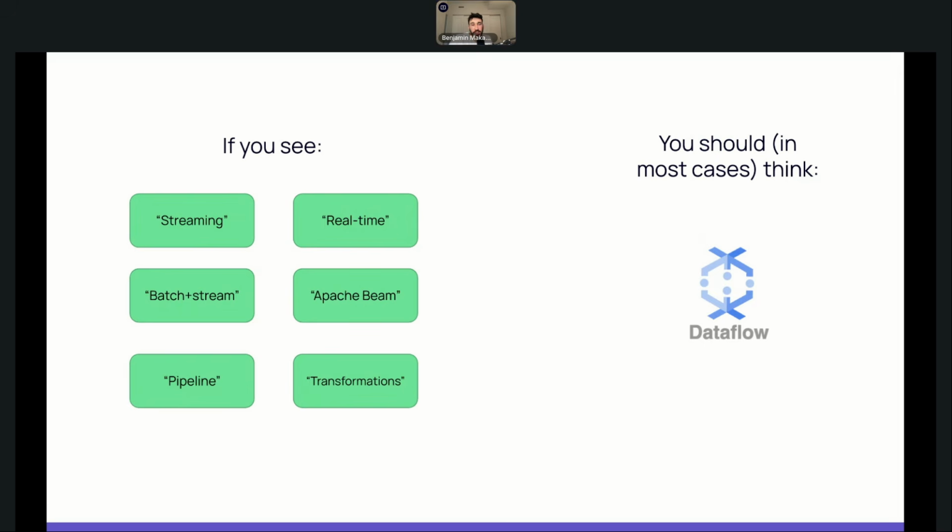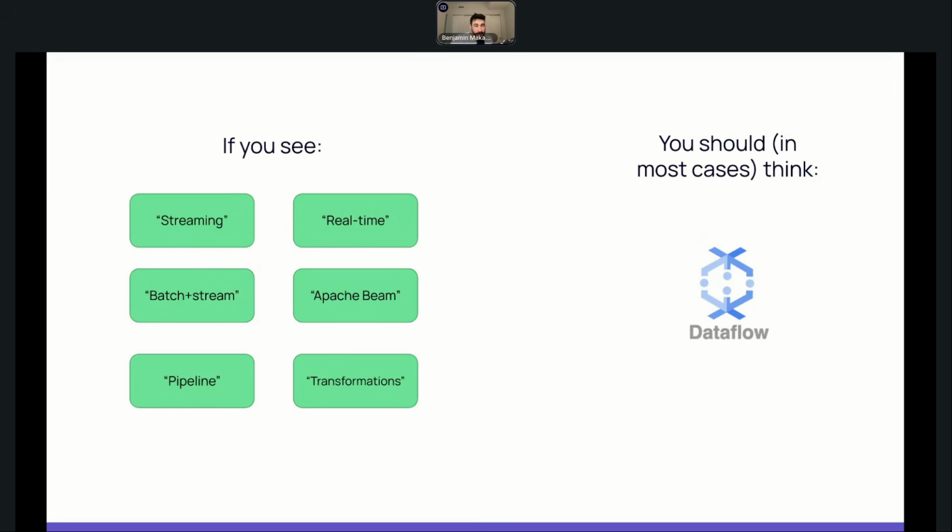Pipeline could be with Cloud Composer. It could be with Cloud Workflows, depending. It could be with Cloud Functions, depending. Transformations, kind of similar, with Dataform, right?